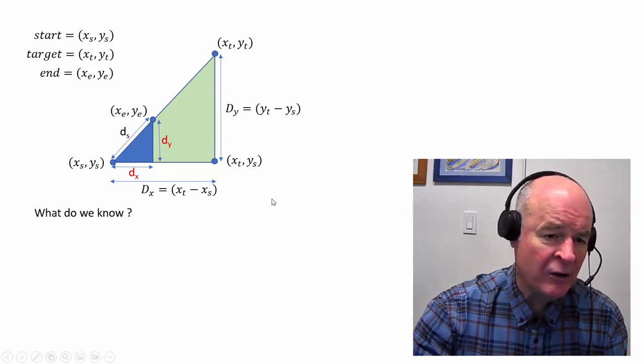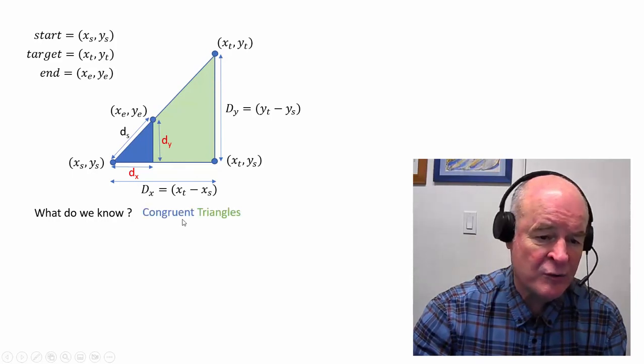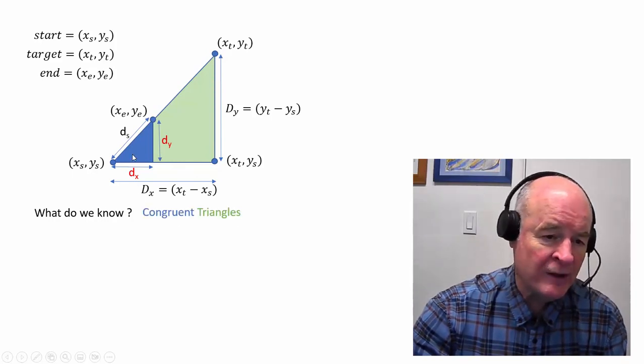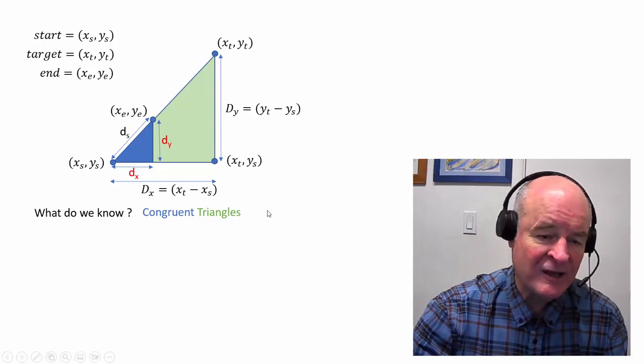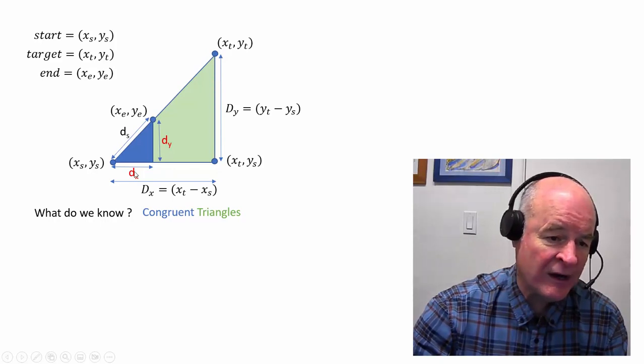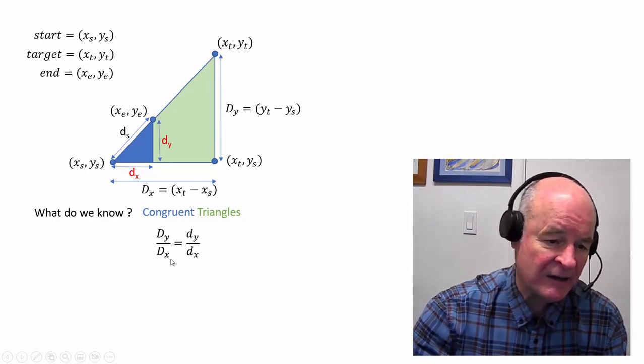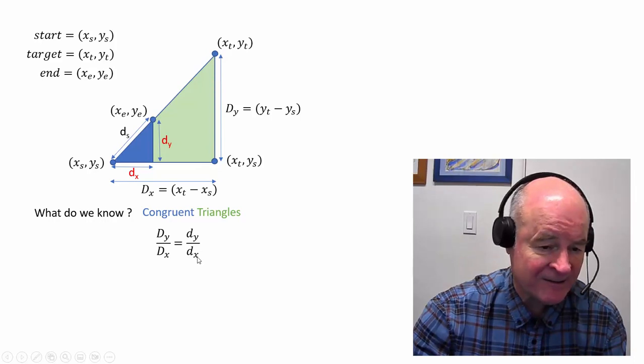So what do we know? Well, we've got two triangles that share an angle. So those are called congruent triangles. And the rule on a congruent triangle is that if you take dy and divide by dx of the large triangle, capital DY, capital DX, you'll get the same answer as little dy divided by little dx. And so we can write that as an expression. So the delta y change divided by the delta x change of the big triangle has got to be equal to the delta y change and the delta x change of the little triangle, the little d's.